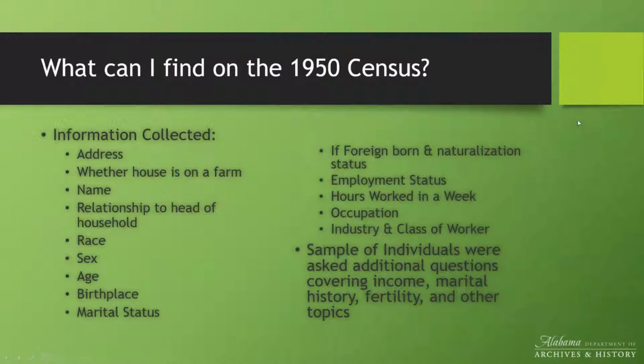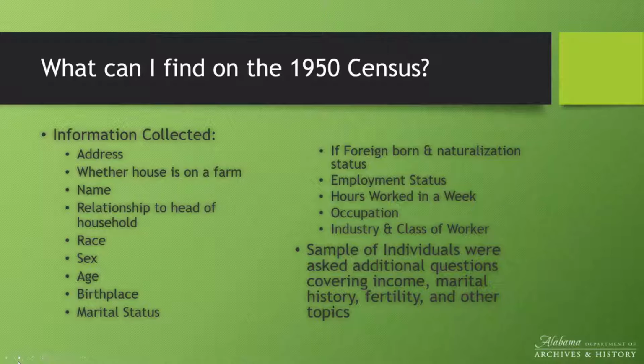What information can I find on the 1950 census? A lot of this information is going to be things that you've seen before. So someone's address, whether their house is a farm, their name, relationship to the head of household, their race, gender, age, birthplace, marital status, employment status, how many hours they've worked, what their job is, and things of that nature. A lot of that is going to be very similar to what you've seen on previous census records.